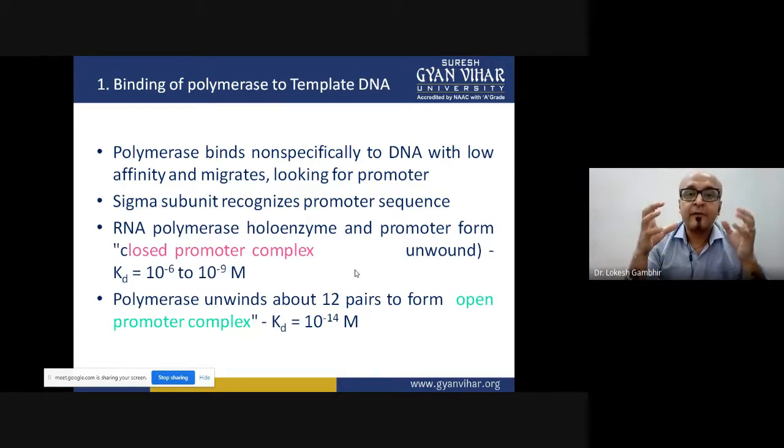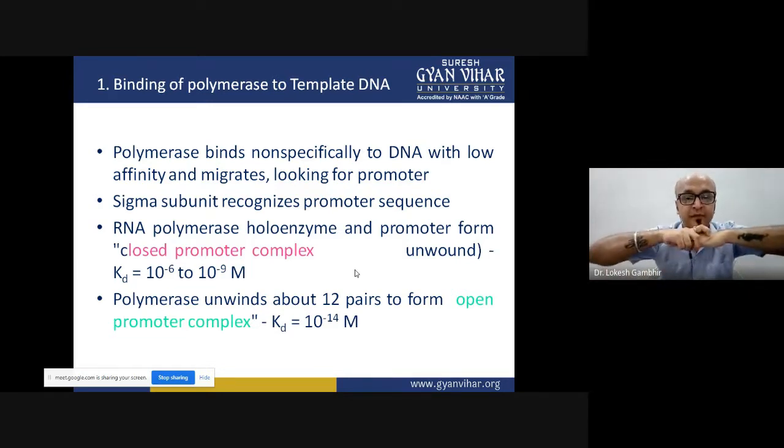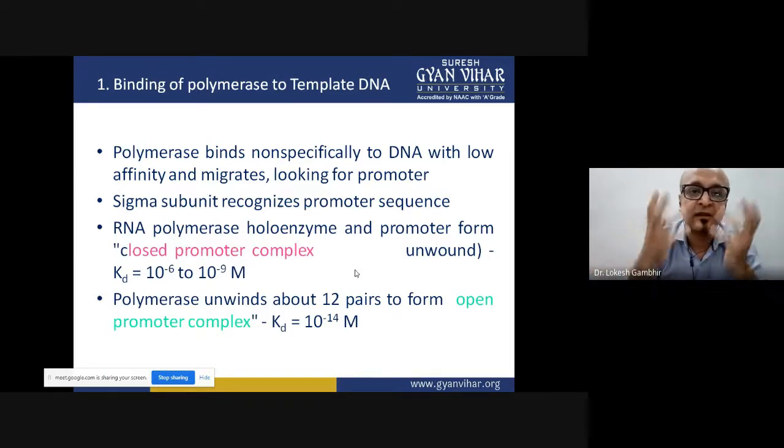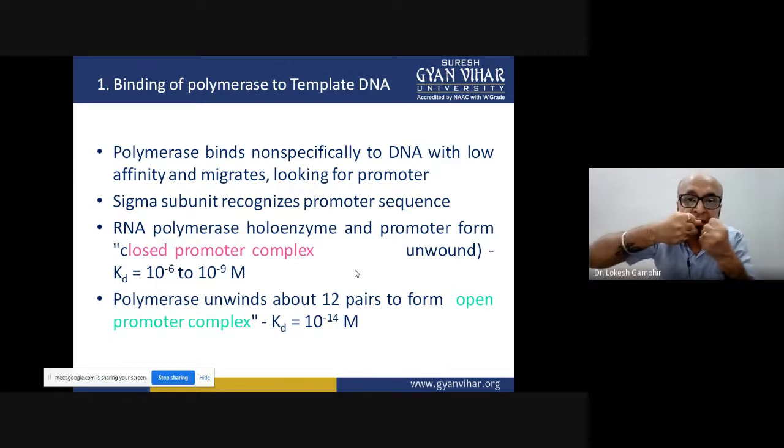While the RNA polymerase is bound to a DNA molecule, it is a closed complex. Once it reaches the promoter and initiates transcription, at that time it is opening the double-strand DNA, and that complex is called the open complex, or open promoter complex. At that time, the binding stability is very high. The dissociation coefficient is very low.